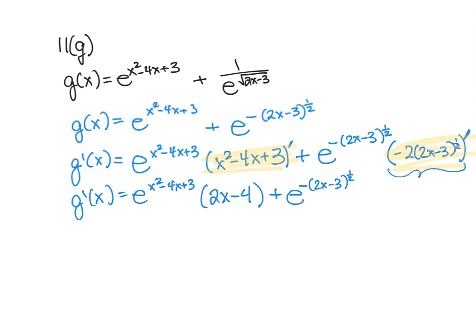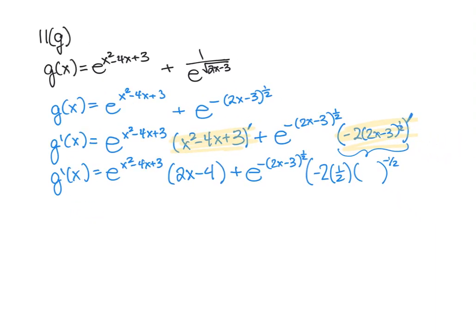And it's going to be its own chain rule. So we're going to copy the negative 2. And then the outside function is to the 1/2 power. So we bring down the 1/2. And we make it to the negative 1/2. That's the derivative of the outside. Now we plug in the inside without changing it. And then we copy the derivative of that inside function. So the derivative of 2x minus 3 is 2.